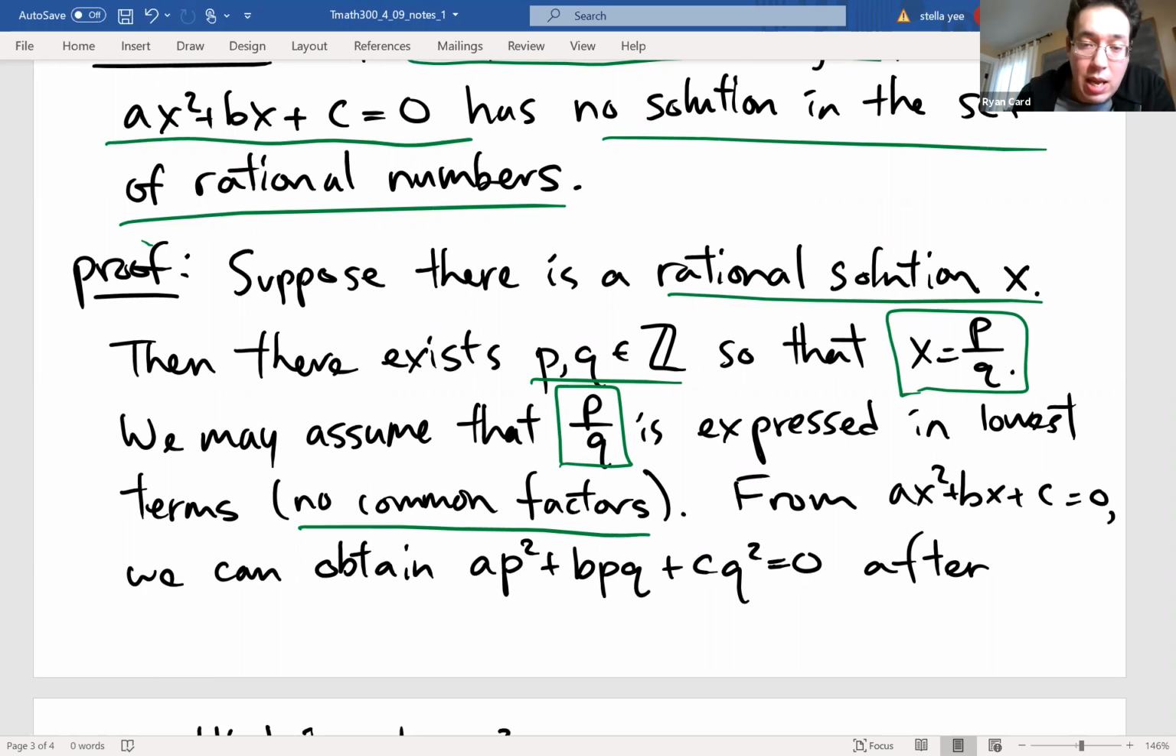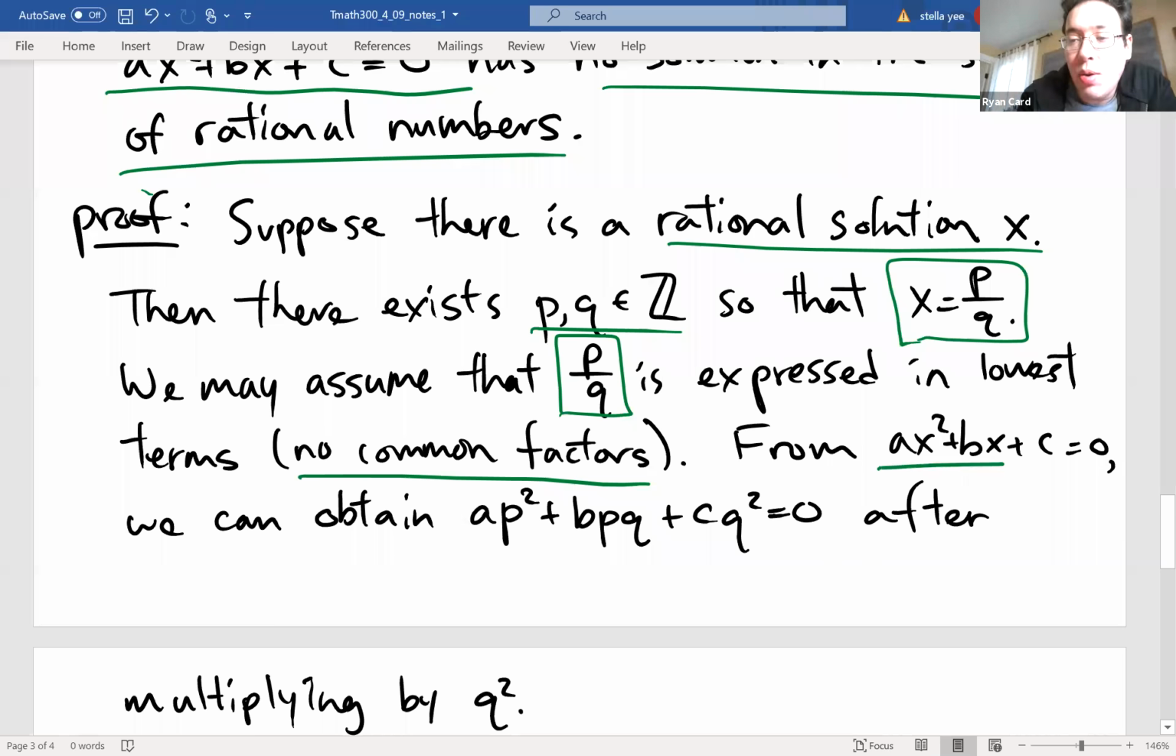In particular, they can't both be even, right? If p and q are both even numbers, then you can factor out the 2 and divide by it. So either they're both odd or at most one of them is even. They can't both be even.